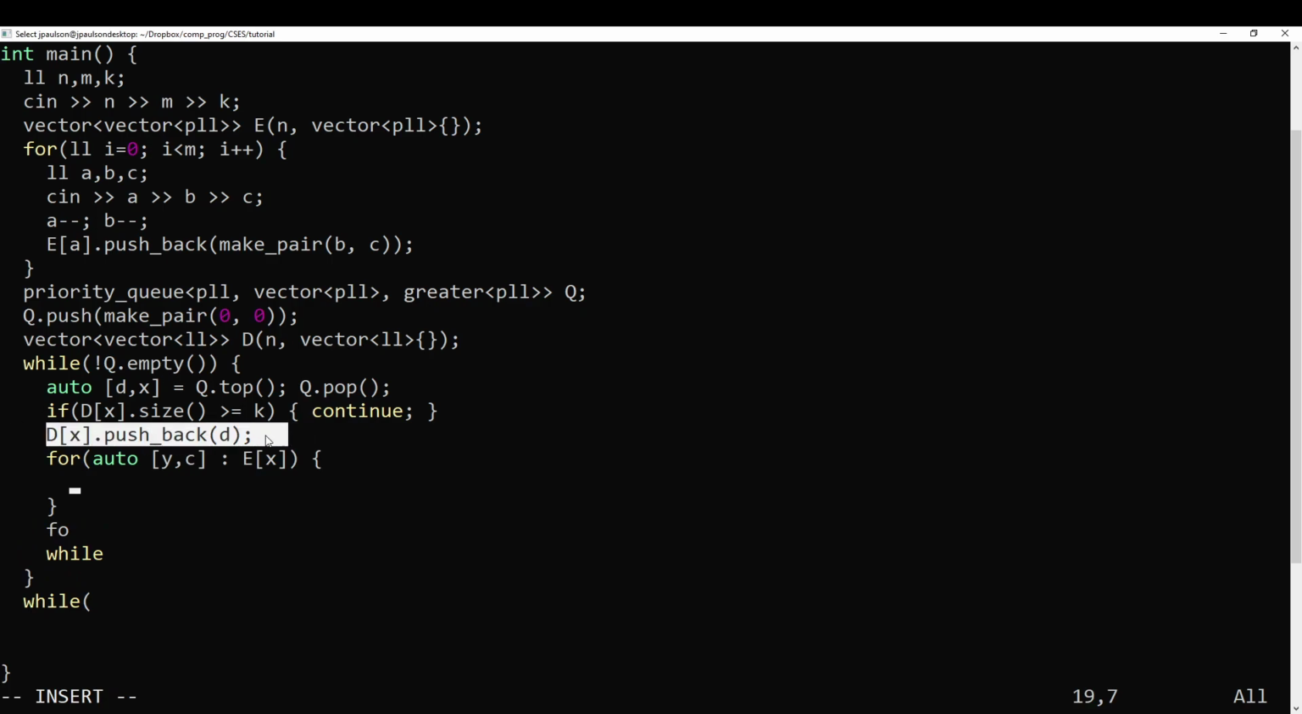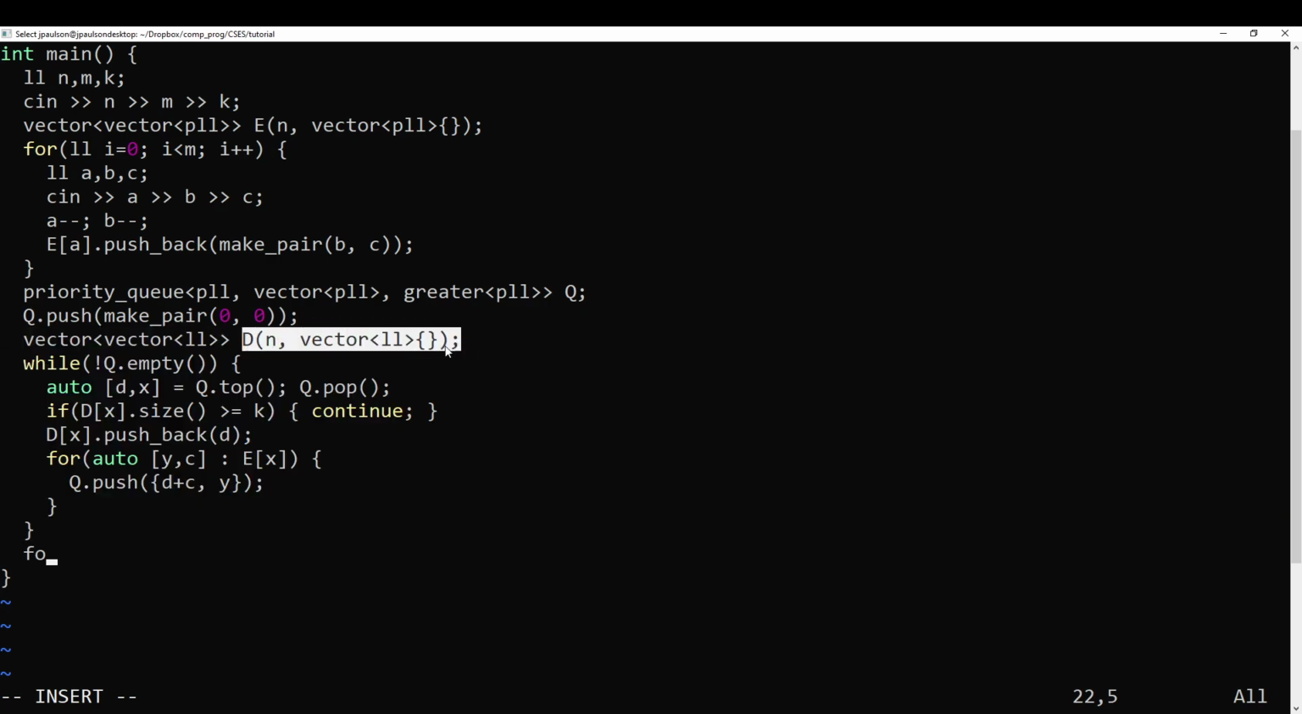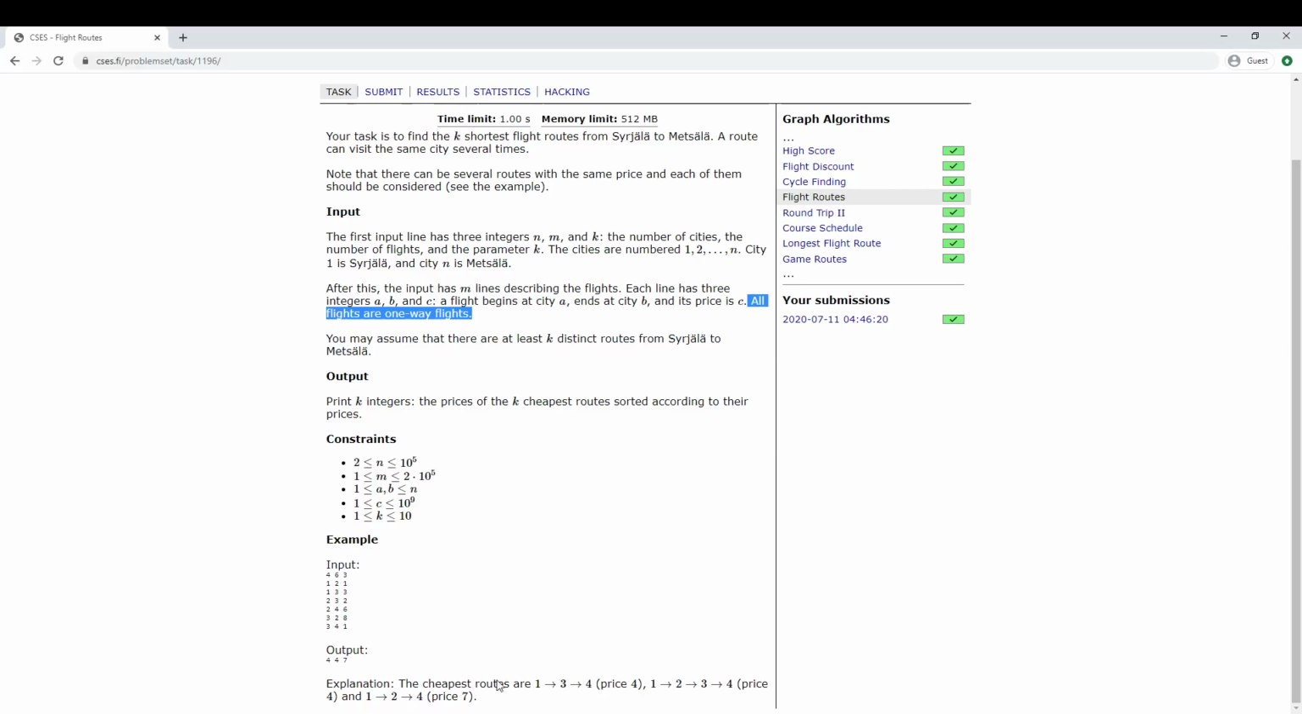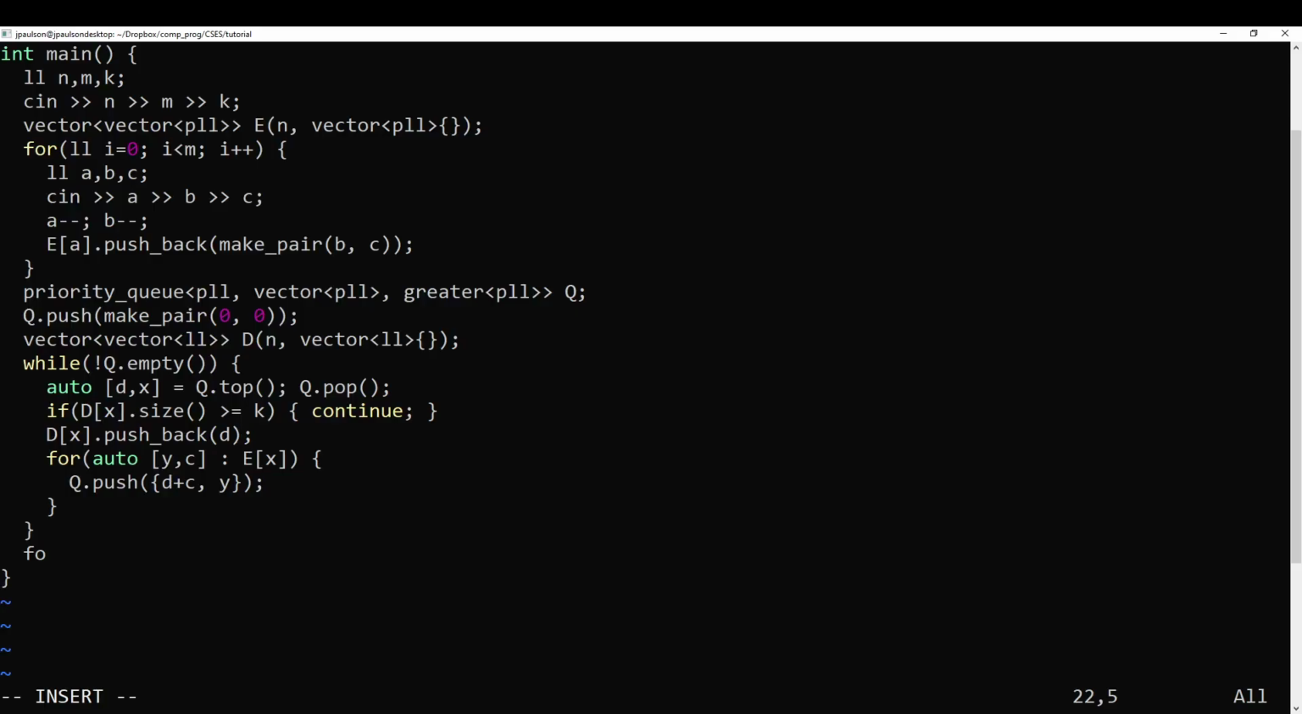So add the current distance, the current path, to the list of distances, and consider every edge out of this vertex as a new path. I don't need to do make pair. This is d plus c. Okay, and that's it. And now we just need to print out the k things that we found for d of n minus 1. And it's guaranteed that that actually happens.